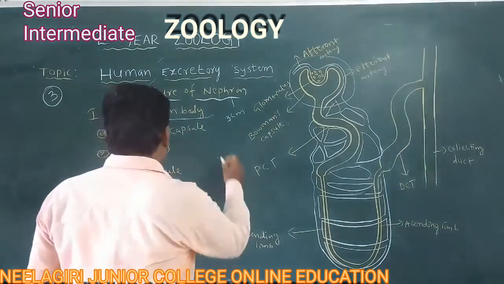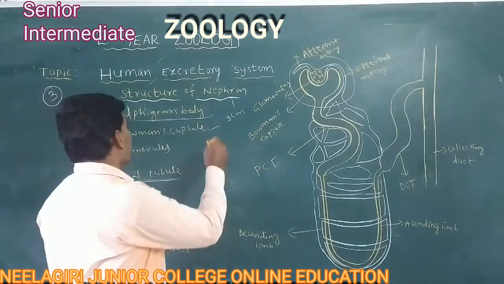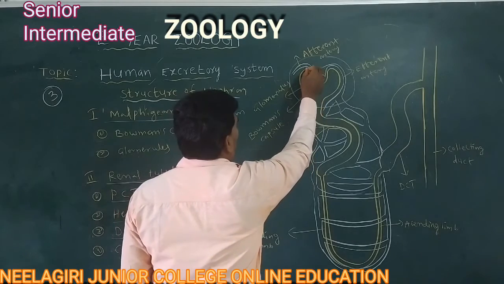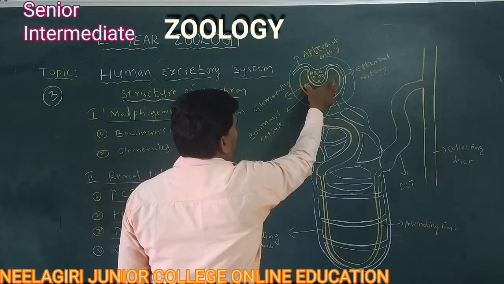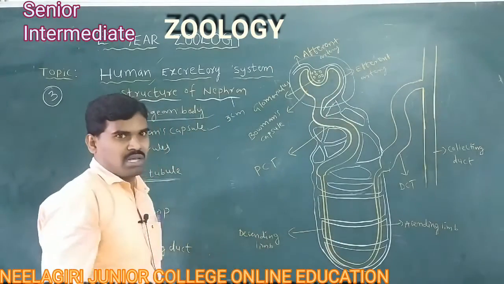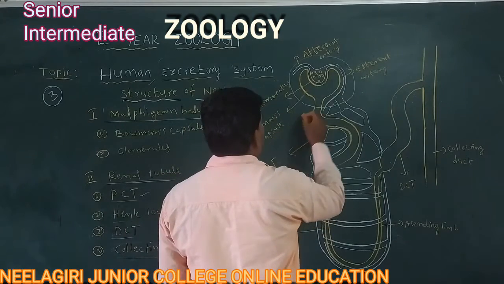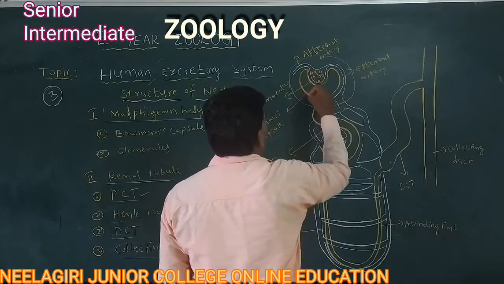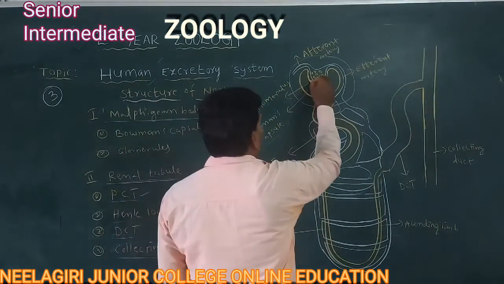The first part of the Malpighian body is the Bowman's capsule. The Bowman's capsule is a bowl-like structure, double-layered.